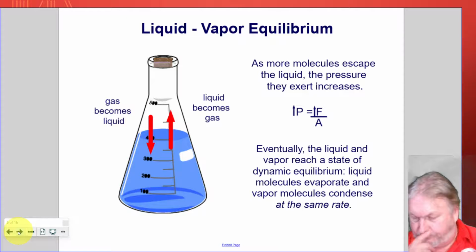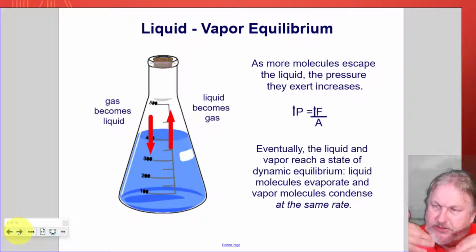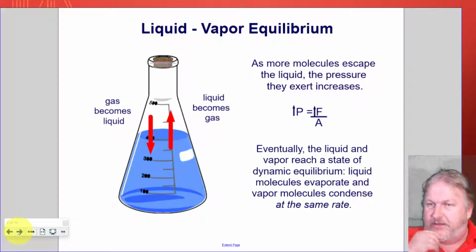So, as more of these molecules escape, the pressure that they exert will also increase. So as pressure increases, and pressure is a measure of force per area, right? There's going to be more pushing down on the surface of that liquid.